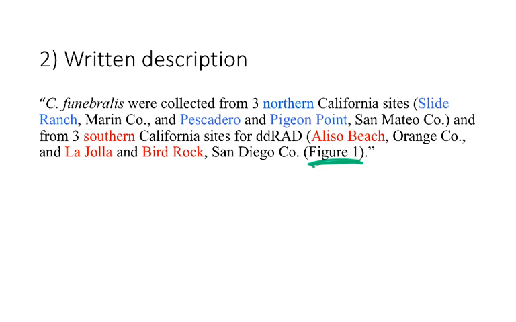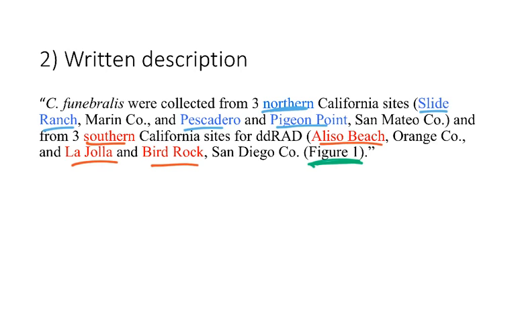Another thing you might notice here is that I used color coding. I used blue to indicate the geographic site names or population names for the Northern California sites, and I used red to indicate the Southern California sites. This is something that one of my friends in grad school recommended to me, and I've used it for everything I've presented ever since.